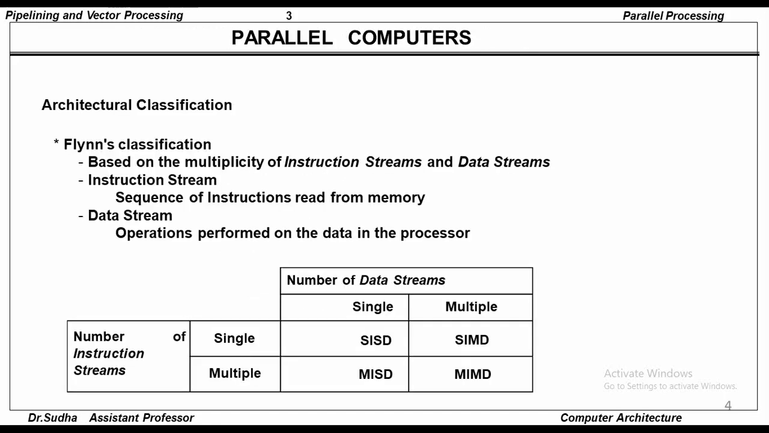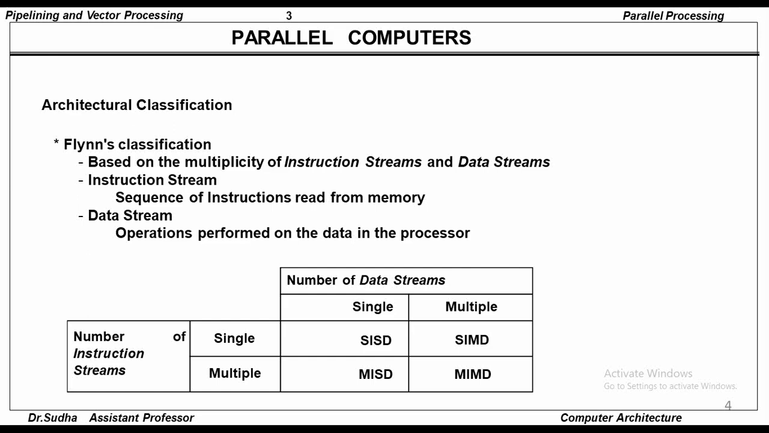In parallel processing computers, there are a variety of ways in which parallel processing can be classified: internal organization of processors, interconnection structure between the processors, flow of information through the system. Architectural classification is based on the multiplicity of instruction stream and data stream. Instruction stream is a sequence of instructions read from the memory. Data stream is the operations performed on the data in the processor.